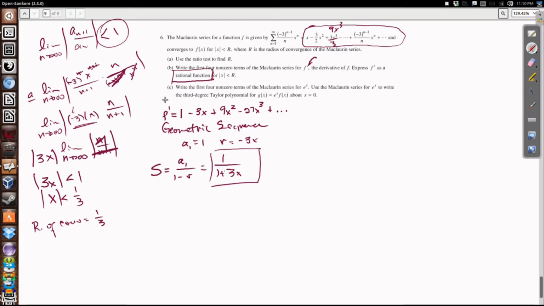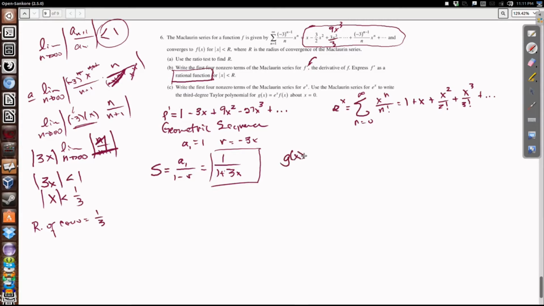For part C, we're dealing with the first 4 non-zero terms of the exponential Maclaurin series. So I know that e to the x is equal to the sum of x to the n over n factorial as n goes from 0 to really, really big. So this is going to be 1 plus x squared over 2 factorial plus x cubed over 3 factorial plus stuff. So there's my first 4 terms. And now I need to write a third-degree Taylor polynomial for g of x.